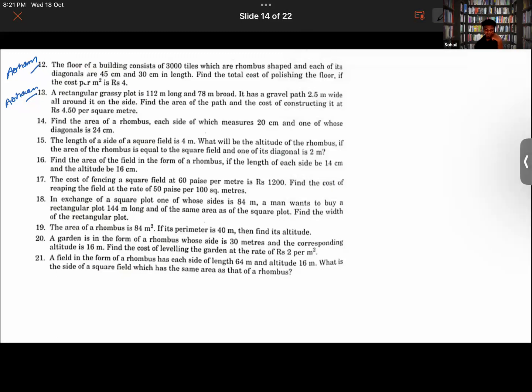Just remember the simple formula in order to solve question number 12: total cost is equal to rate times area. Whenever we have to find the total cost, you will find the rate and the total area, and multiplying them gives you the total cost. Like whenever there's construction work going on in our houses, or if the construction workers are laying tiles or marbles, they charge on the basis of per square meter area.